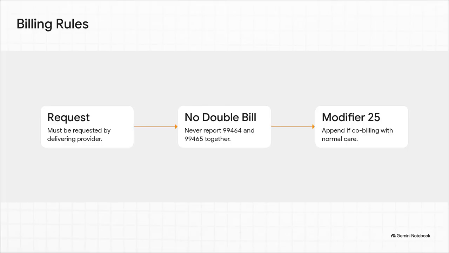Now, if you want to co-bill these delivery room codes correctly, you have to follow these steps. Step 1, the attendance must be specifically requested by the delivering physician, usually the OBGYN. Step 2, you can never ever report 99464 and 99465 together for the same encounter. If you attend the delivery and end up performing resuscitation, the resuscitation code subsumes the attendance code. In Step 3, if you do the delivery room resuscitation, and then you also perform the normal initial newborn care later that day, you can co-bill them, but you must append modifier 25 to the appropriate E&M code.